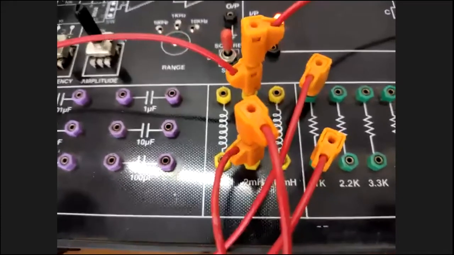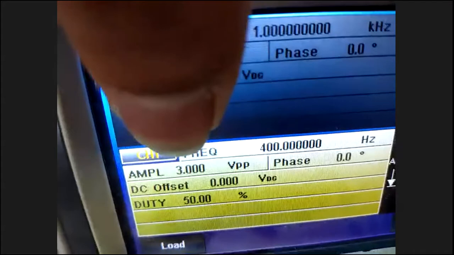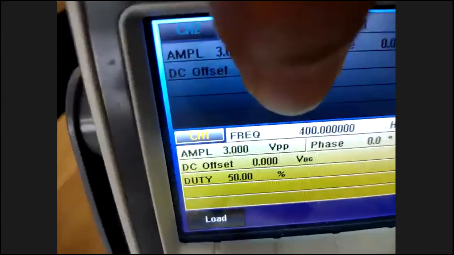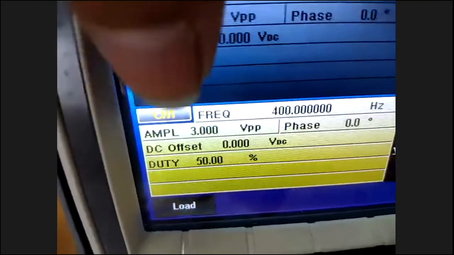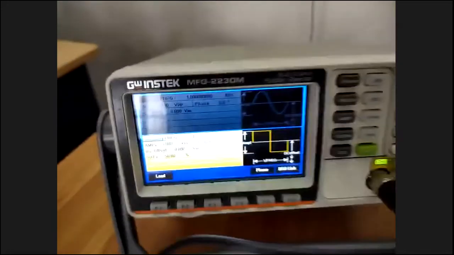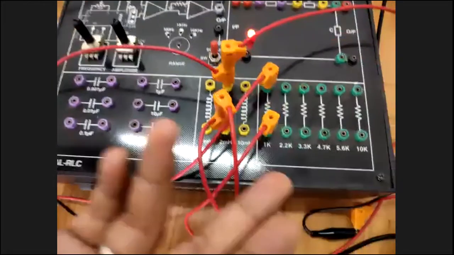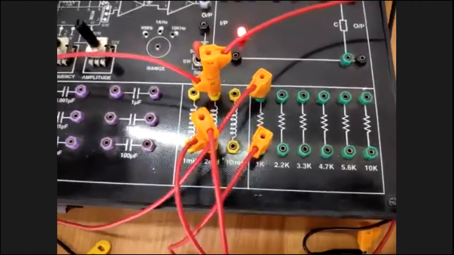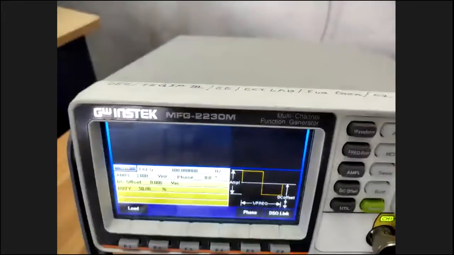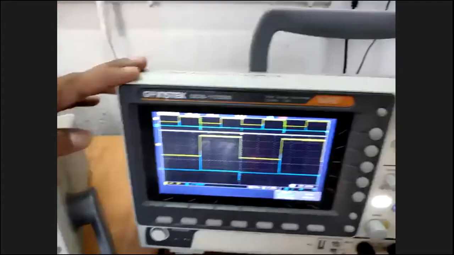In the input we are giving 3 amplitude. The input signal peak to peak voltage is 3, and the frequency is 400 hertz. You can also increase the frequency and the amplitude of the input signal. So you can change the value of the inductor, the resistance, the input frequency and the input amplitude, vary it according to your needs, and clearly see the graph in the DSO. That is the output graph.